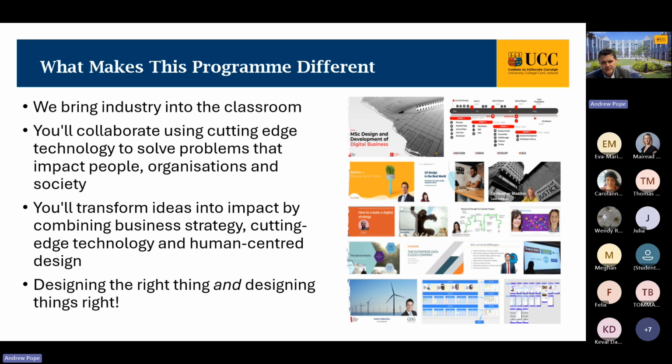We have a little bit of a mantra, and we say that we try to teach the students to make sure that they're building and designing the right thing, but also to make sure that they're designing it in the right way. And if you give students such as yourselves that opportunity to understand design, to understand how technology can be used to transform an organization, we can have real impact on individuals, organizations, and indeed society at large.